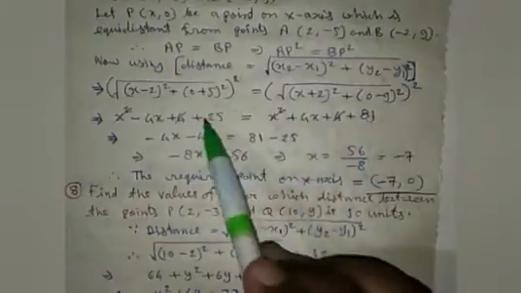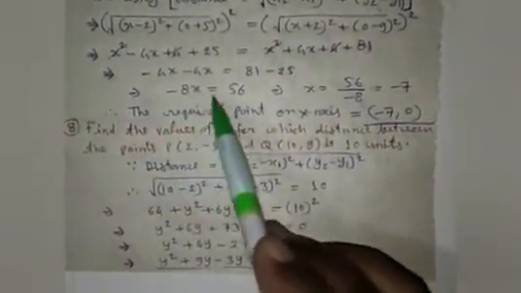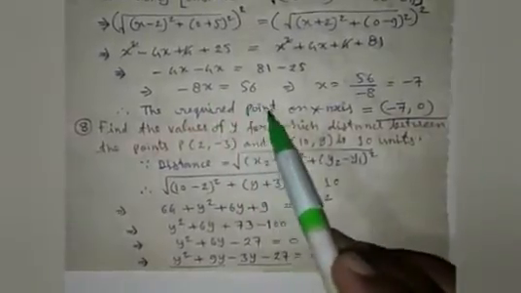So here taking 4x on the left hand side, we have minus 4x minus 4x, that is equal to 81. 25 on the right hand side will be minus 25. So here it is equal to minus 8x, that is equal to 56. So here x equal to 56 upon minus 8, that is equal to minus 7. So the required point on the x axis is (minus 7, 0).